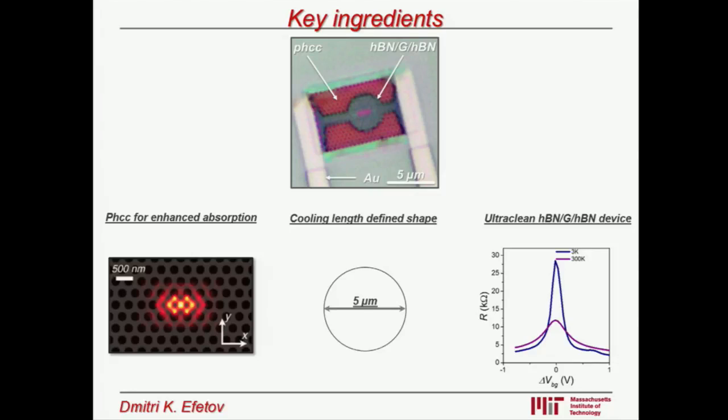And basically, the photonic crystal cavity has a mode inside of it, which sends light back and forth 1,000 times. So basically, the interaction between graphene and the absorbed light is dramatically increased. Then we also used the cooling length of the device. Around this photonic crystal cavity, we made the graphene of the same size as we estimated from the cooling length measurements we did before. And of course, we use an ultra-clean graphene device because we expect enhanced performance at the charge neutrality point.